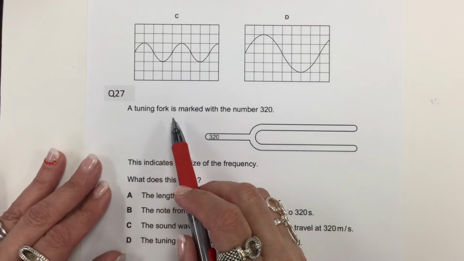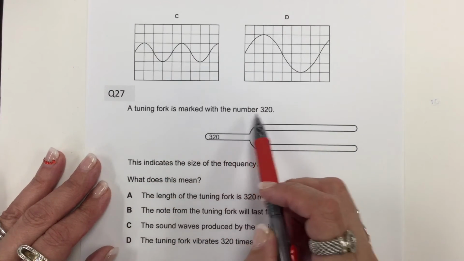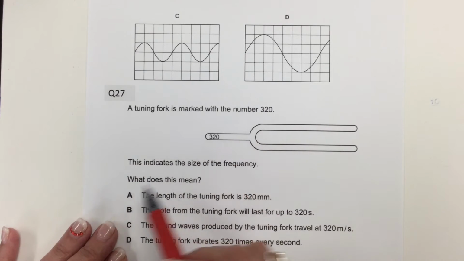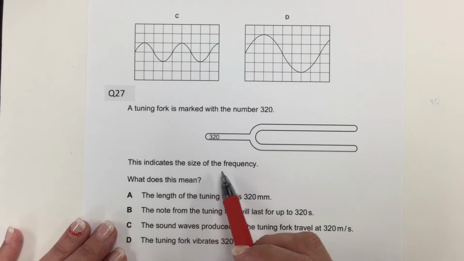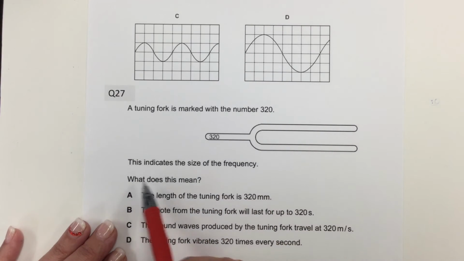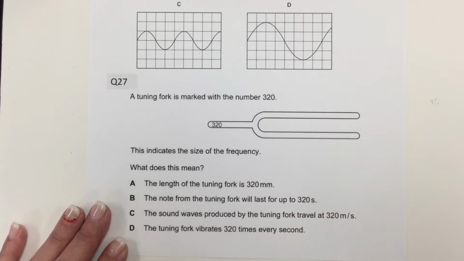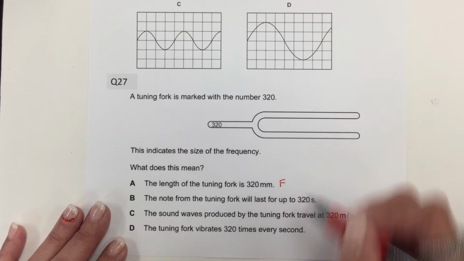27. A tuning fork is marked with the number 320. This indicates the size of the frequency. What does this mean? Let's go true or false for each statement. A, the length of the tuning fork is 320 millimeters. You and I know this is not correct, so this is false.